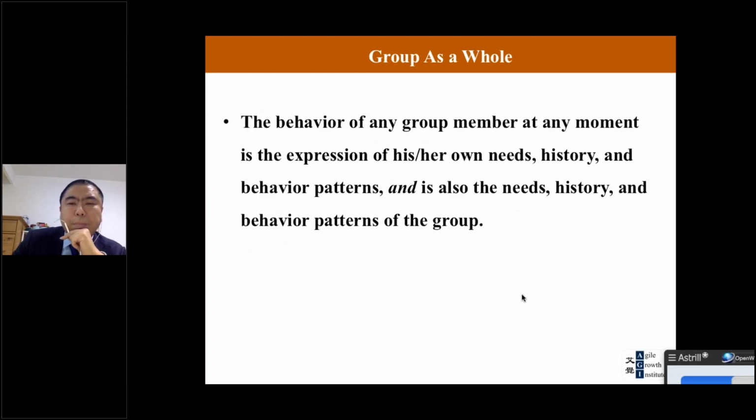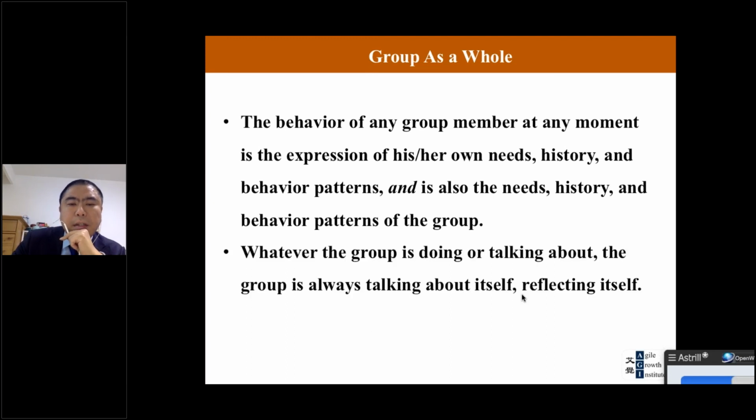The behavior of any group members at any moment is the expression of his or her own needs, history, and behavior patterns, and is also the needs, history, and behavior patterns of the group. Whatever the group is doing or talking about, the group is always talking about itself, reflecting itself. So these are some knowledge of the organization dynamics.